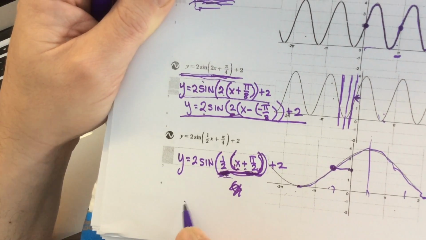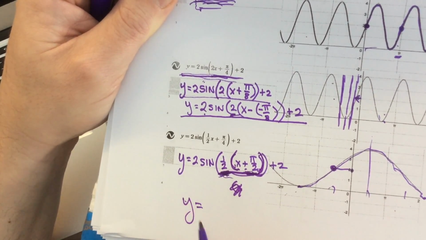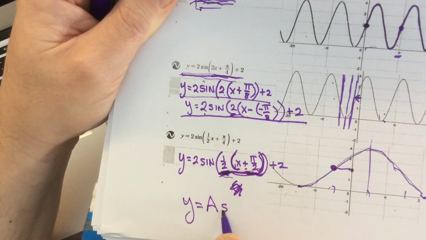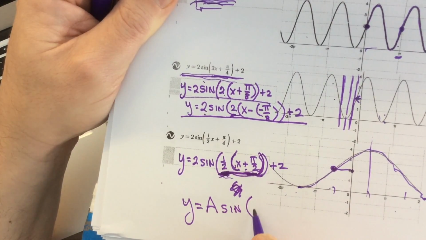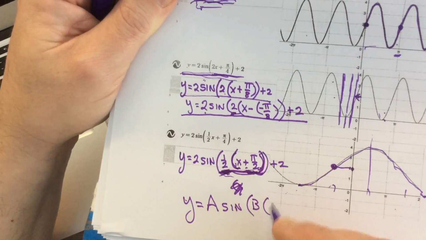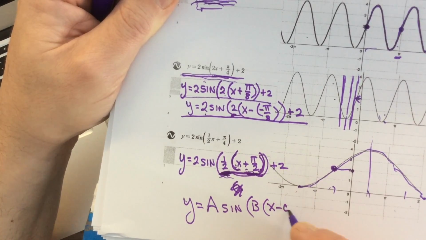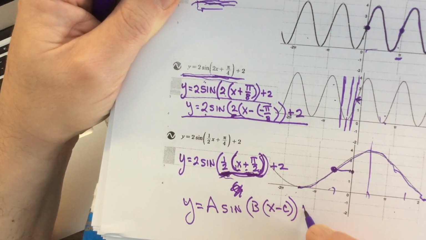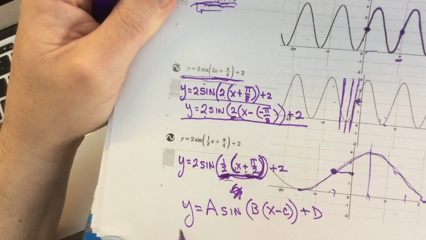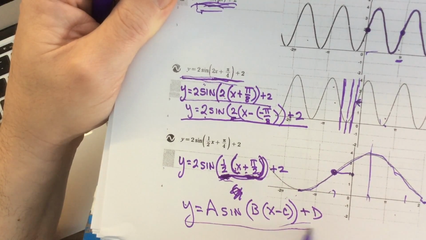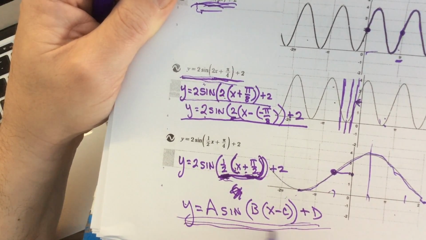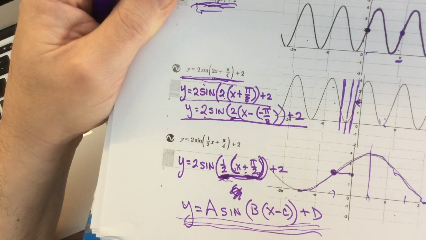Okay? So that means the form of this equation is y is equal to a times the sine of b times x minus c, plus d. If it fits this formula, if it looks like this form of equation, then each one of these letters does what we said it did.